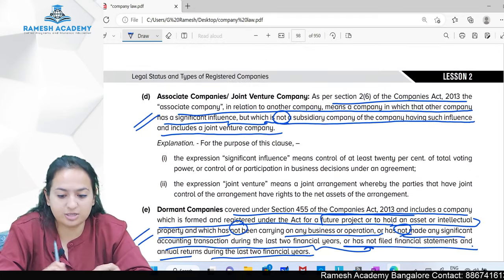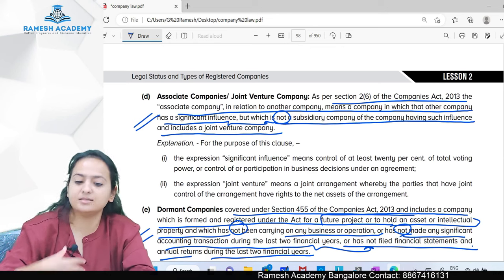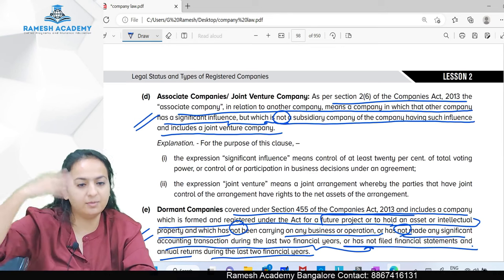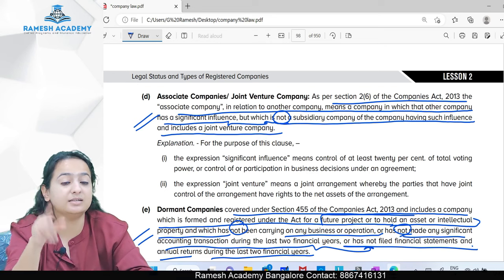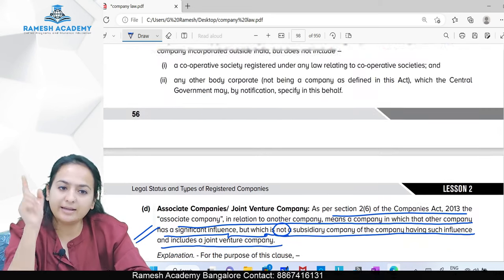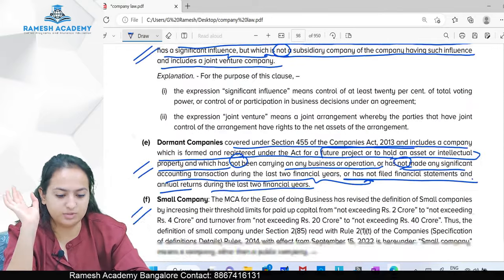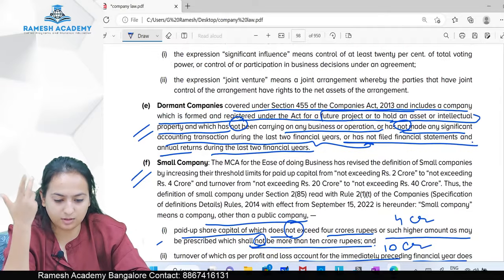Then comes associate company, Section 2 subsection 6, in which the other entity has significant influence, but it does not mean that it is a subsidiary company. If it is a subsidiary company, two things will come: either more than half of the total voting power or the composition will be controlled by the holding company.